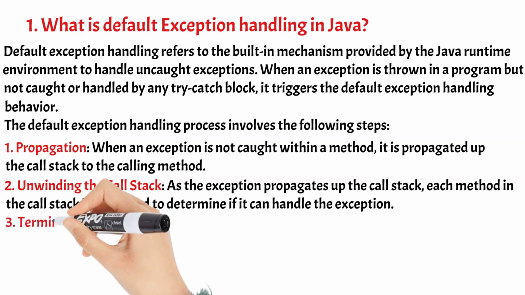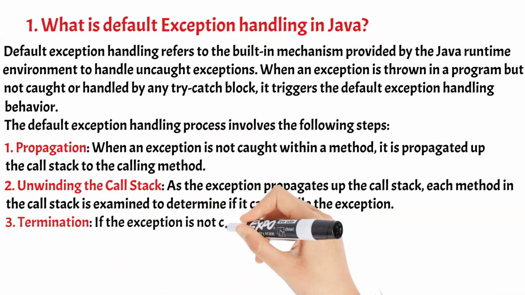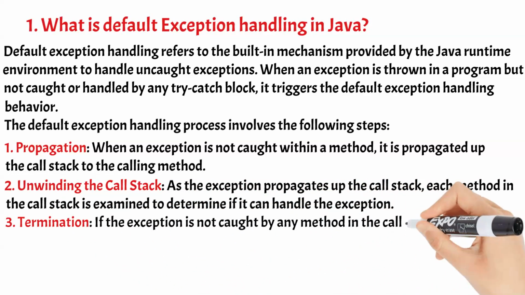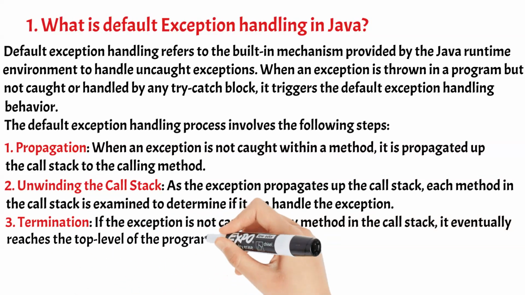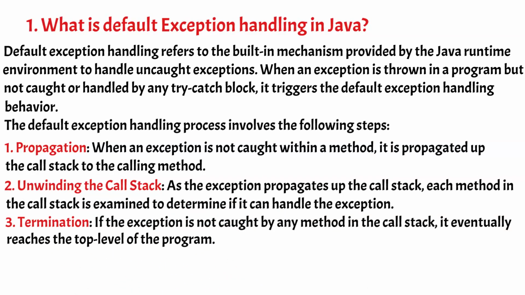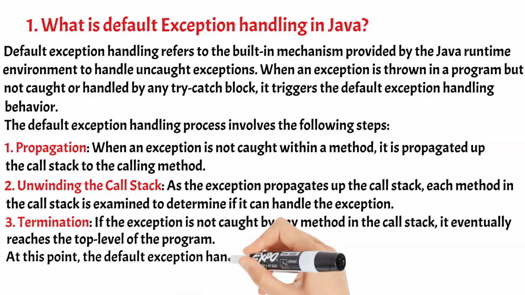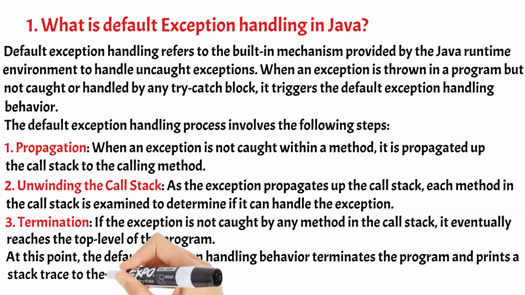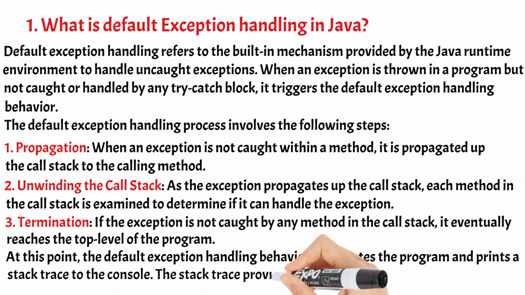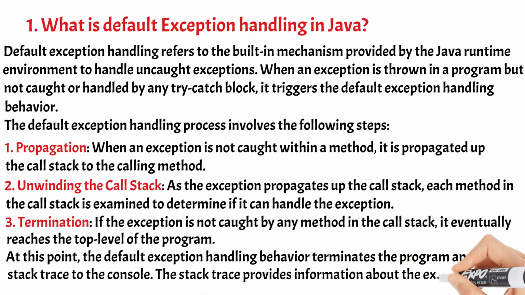3. Termination. If the exception is not caught by any method in the call stack, it eventually reaches the top level of the program. At this point, the default exception handling behavior terminates the program and prints a stack trace to the console. The stack trace provides information about the exception.